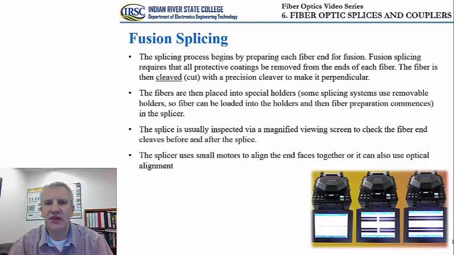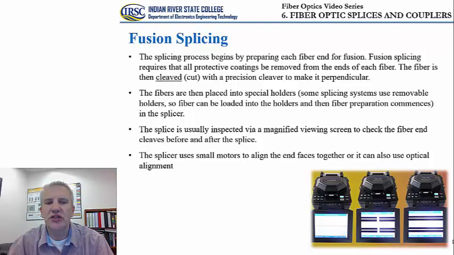Once the fibers are cleaved, you'll place them into special holders that may be either removable holders that you can take out of the fusion splicer, or are part of the fusion splicer. So if they are removable, usually you would install the optical fibers into the holders and then load the holders into the splicer. The splice is usually inspected via a magnified viewing screen. So once the splicing is performed, the splice joint is going to be checked, and also loss through the previously established splice is going to be measured.